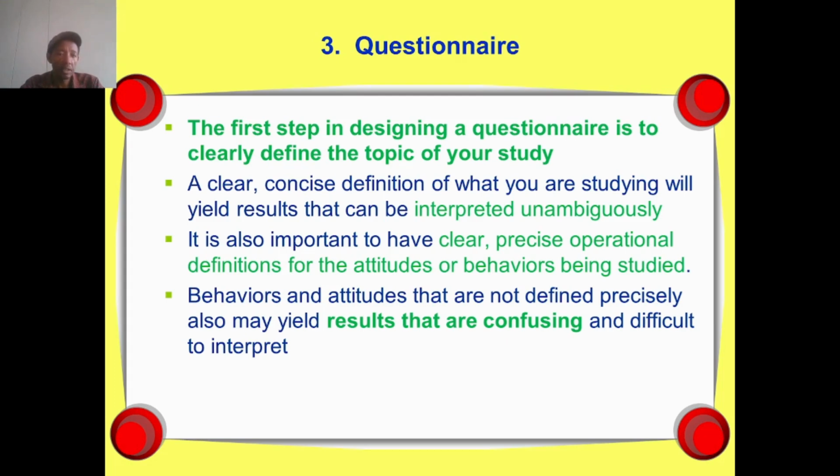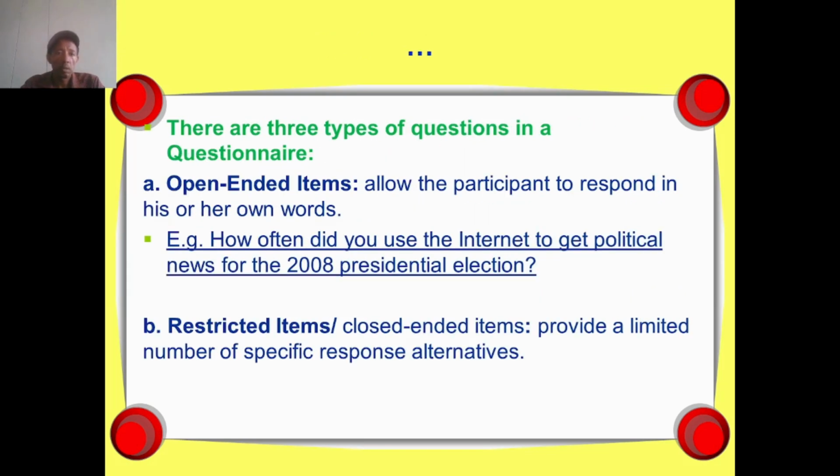Based on each operational definition of the attitude or behavior you are studying, you develop questionnaire items. Behaviors and attitudes that are not defined precisely will result in confusing and difficult items, which put the results of the study into question, and which result in invalid and unreliable data, resulting in failed studies. So there are three types of questions in a questionnaire.